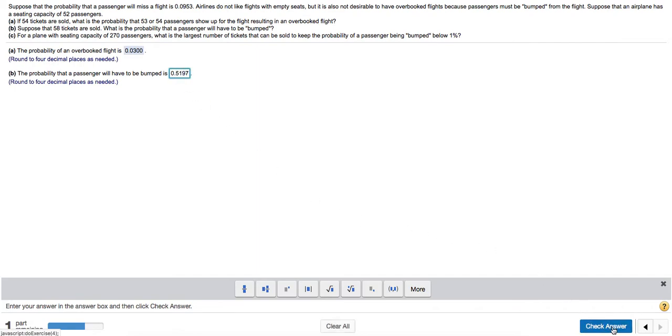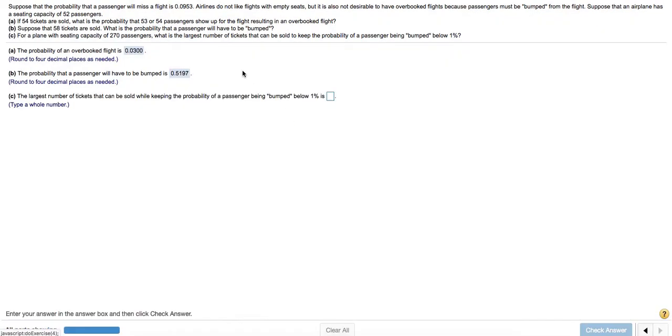So I'll check my answer. All right. Well, okay, that's greater than 50%. So it seems like that's a bad idea. Perhaps selling 58 tickets for this flight would likely result in an overbooked flight, and that would cause issues. So selling 54 tickets might be a risk worth taking. Bumping that up to 58, I would say, is not. This is too great of a percentage.